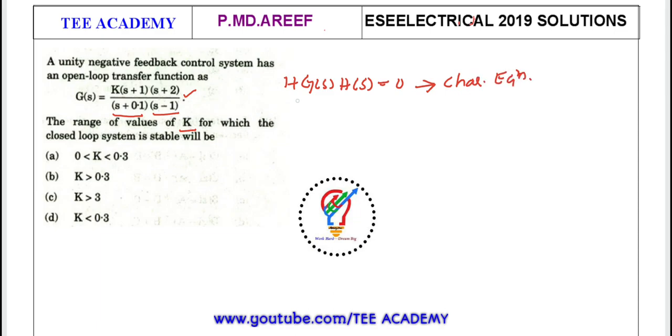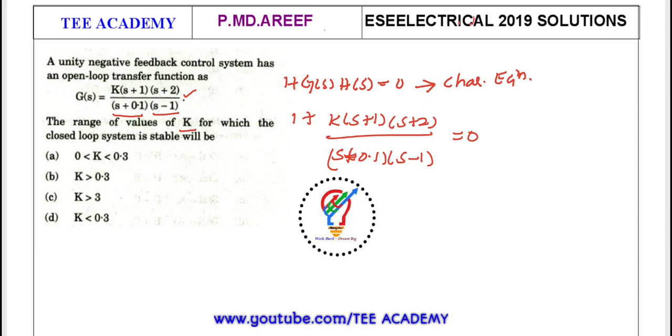Now by taking this formula, (1 + k) into (s + 1)(s + 2) divided by s + 0.1 into (s − 1) will be equal to 0. By solving this equation you can get s² into (1 + k) + s into (3k − 0.9) + (2k − 0.1) = 0.